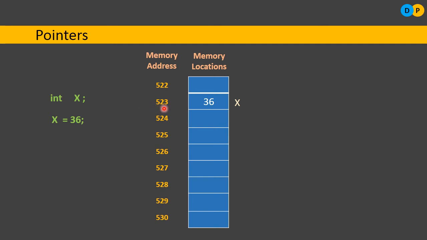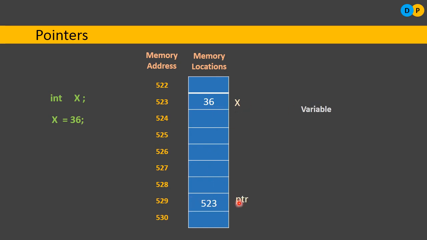So here the compiler, let us say, has assigned the address 523 to the variable x. Here the variable x is assigned the value 36. Nothing but the variable x is holding what value? It is holding the value 36. Fine. Now here x is a variable.